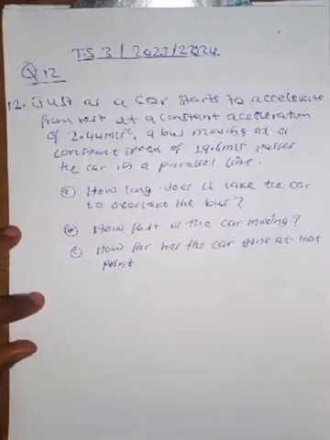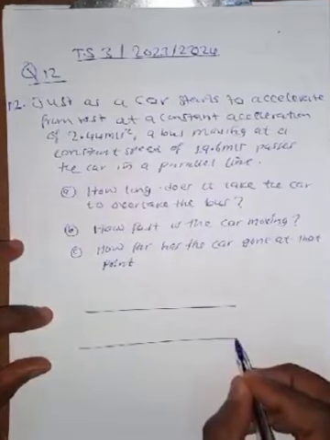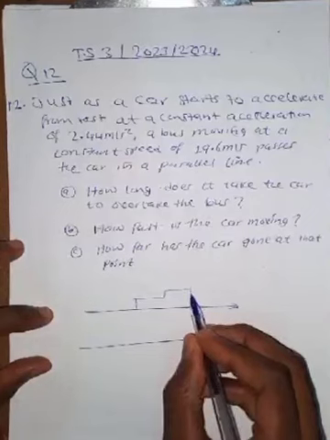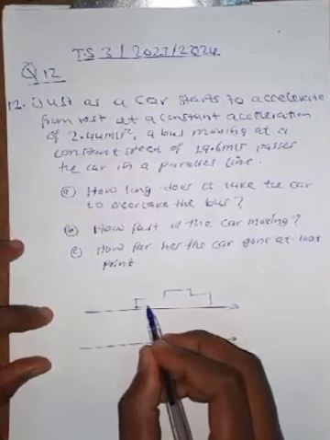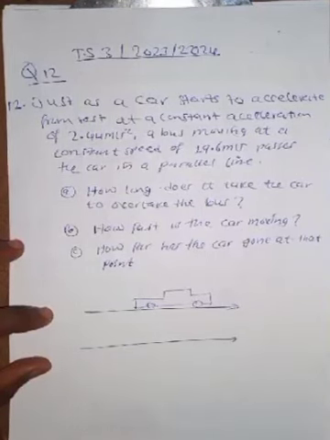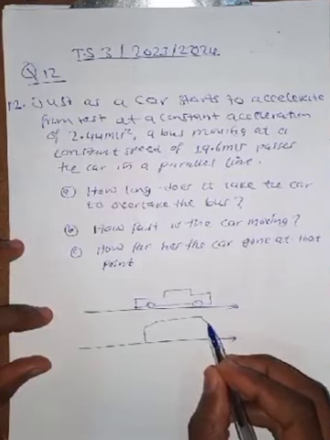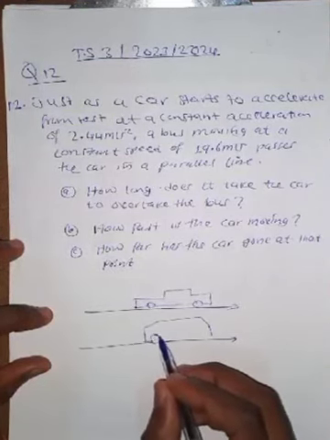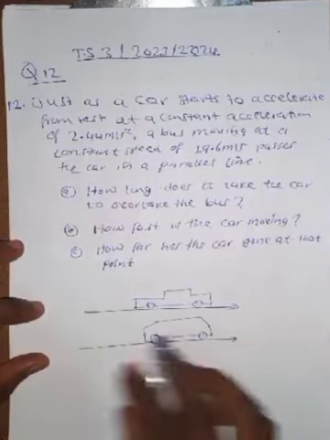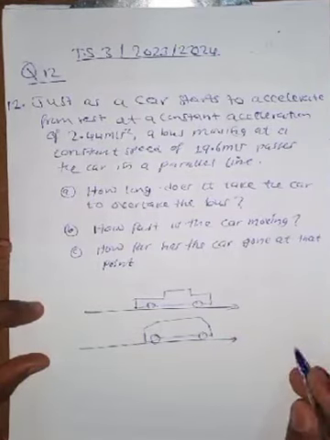Now what does it mean in a parallel line? Okay, so I'm trying to illustrate something here. Parallel lines are lines that can never meet. So we have a car there. I'm not good at drawing, but you're going to get something from this. And then we have the bus. Something like this. Good. So these are going in the same direction.